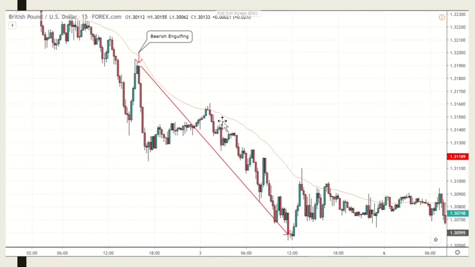And just as we touched on in the dojis, here you can see a nice little gravestone doji in the middle of these two bullish and bearish candles. So just showing how price action comes to work together all over again.